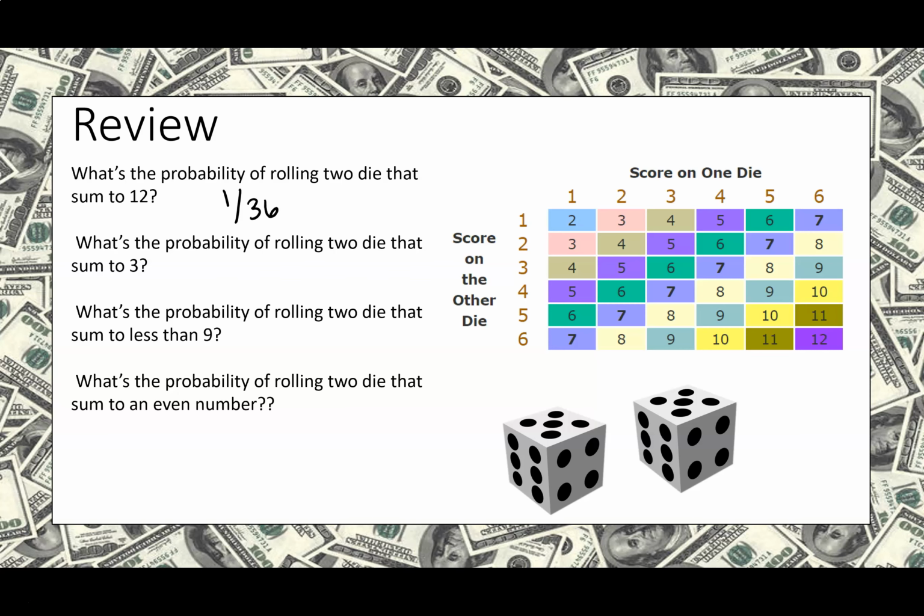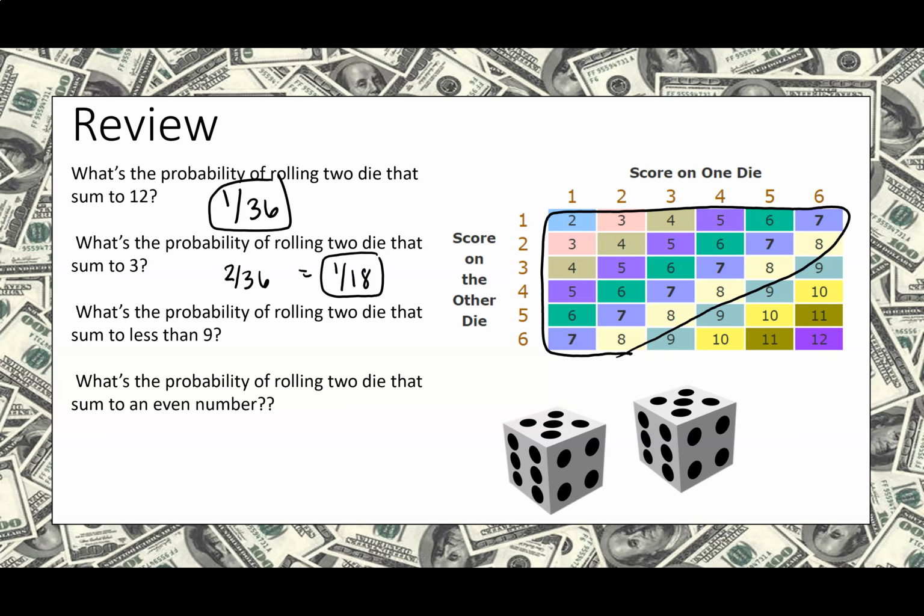What's the probability of rolling 2 die that sum to 3? Well, that's going to be 2 out of 36, and that's going to reduce to 1/18. All right, what's the probability of rolling 2 die that sum to less than 9? Well, that would be counting up all of these. And counting up all of those, I get 26 out of 36, which reduces to 13/18.